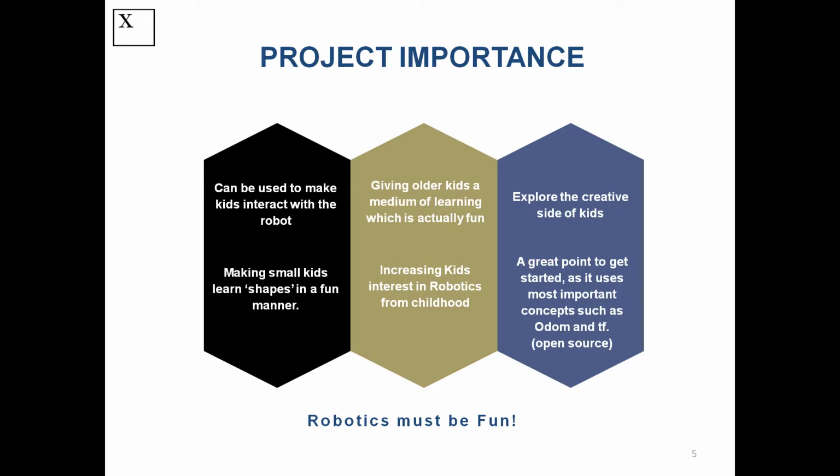For example, if you give it 4 as the number of sides, the robot will move in a square trajectory. If you give it 3, it will move in a triangular trajectory, and that is how my robot works. It would be a really interactive and fun way for small kids to learn shapes. For some older kids, I think it would be a really good medium for learning robotics, and it would also create a lot of interest in them in the field of robotics.